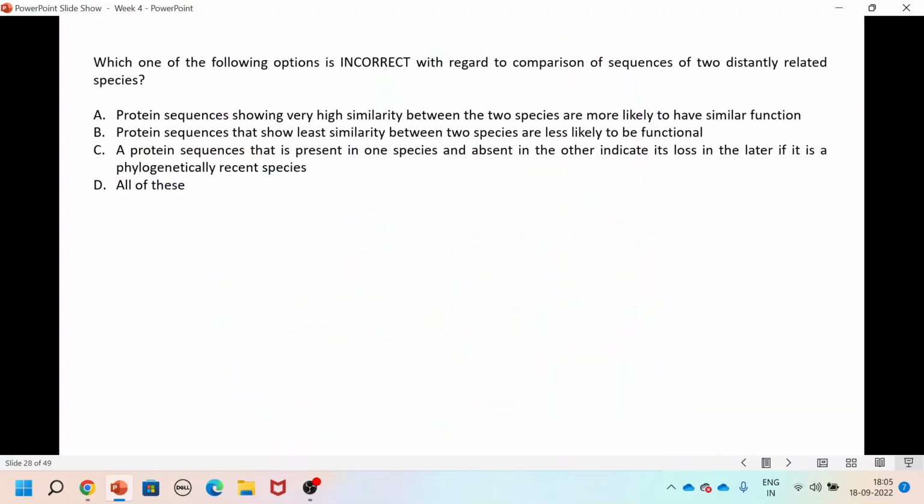So the next question is, which one of the following options is incorrect with regard to comparison of sequences of two distantly related species? Protein sequences showing very high similarity between the two species are more likely to have similar function. Protein sequences that show least similarity between two species are less likely to be functional. Protein sequences that are present in one species and absent in the other indicate its loss in the latter if it is a phylogenetically recent species. And the next option is all of these. So which is incorrect with regard to the comparison of sequences if we are comparing the sequences of two distantly related species?